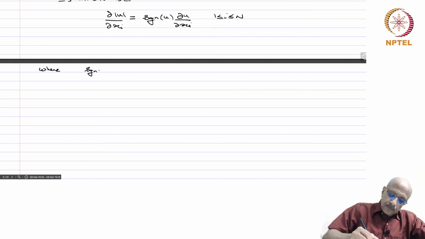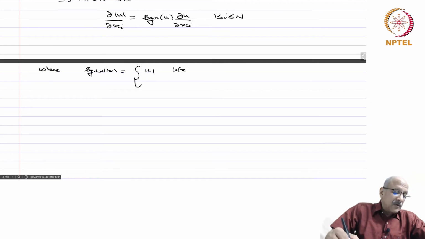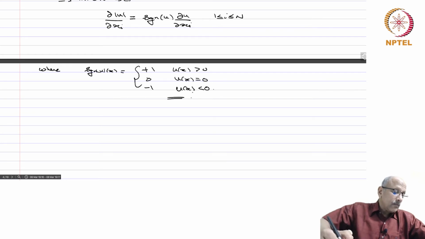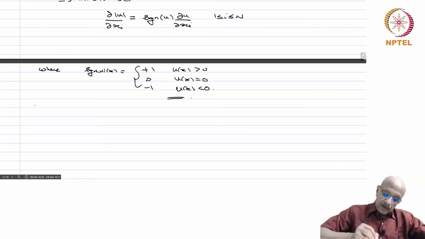sgn(u)(x) will be +1 if u(x) is positive, 0 if u(x) is 0, and −1 if u(x) is negative. Okay, so we will prove this result now.